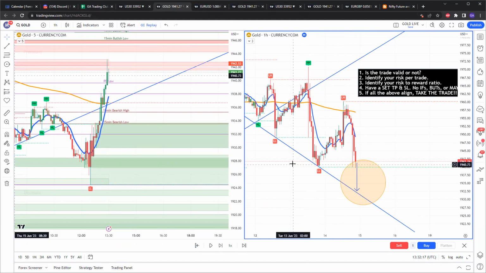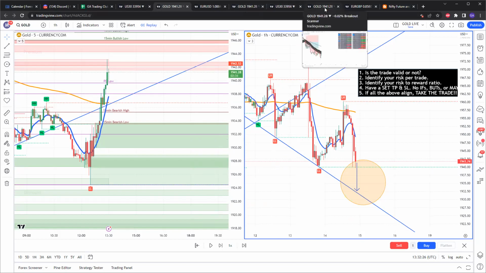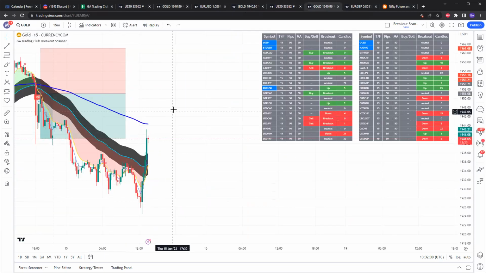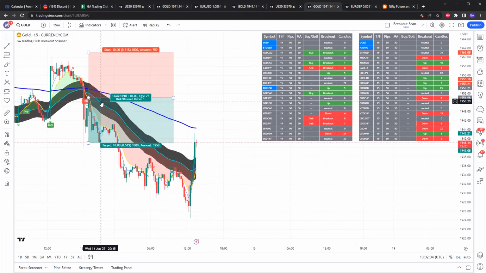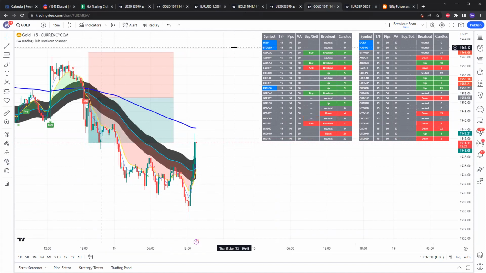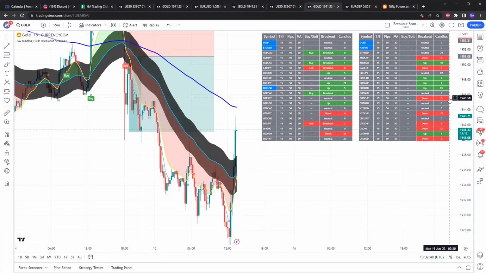The reason I was expecting this is that trend lines almost always get retested. And also after NFP, or yesterday, FOMC. I always mention that, and I did go over this analysis yesterday: after NFP or after heavy news, come to the breakout scanner and then watch for a breakout trade for either US 30, gold, NAS, or whatever it is that you trade, or EU. So yesterday after FOMC, we had a breakout entry for gold.